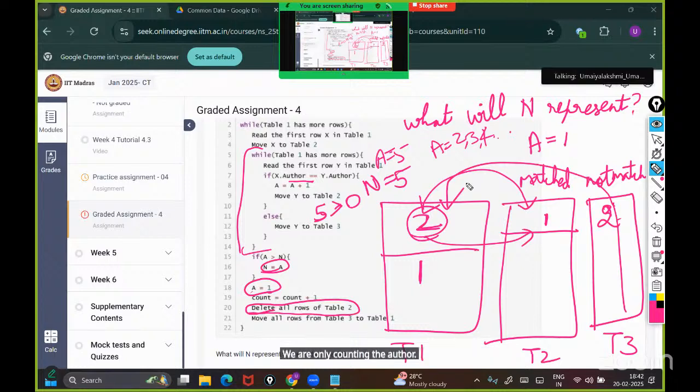Is it clear? Yes, ma'am. Because if I keep the same author again and again, it will only increase the count, but that is not correct. So that's why we are discarding it all.